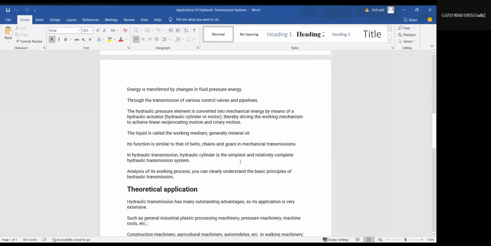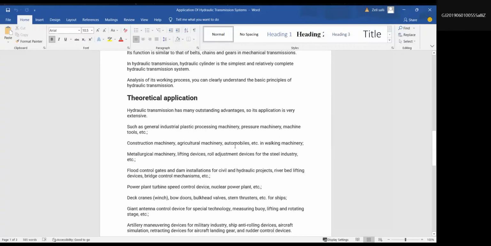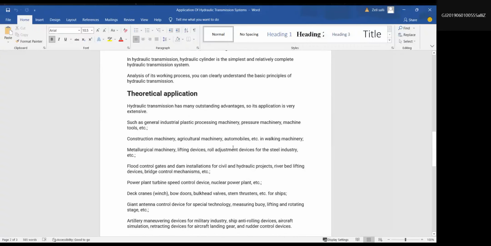There are two forms of application of hydraulic transmission. There's the practical application, and then there's the theoretical application. When it comes to the theoretical application, hydraulic transmission has many outstanding advantages. So its application is very, very extensive. We can use it for many things when it comes to the theoretical knowledge or application, such as general industrial plastic processing machinery, pressure machinery, machine tools, and other machine transmission applications like in railway lines.